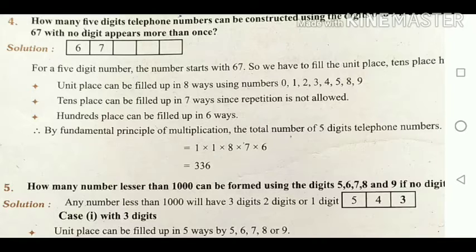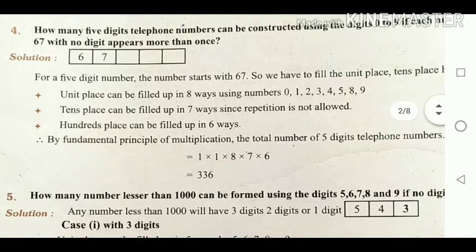So how many 5 digit telephone numbers can be constructed with no digit appearing more than once, that is, there is no repetition. You may write a digit only one time, that is the meaning given here.